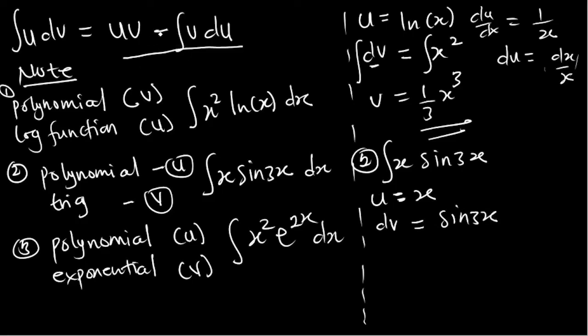So now we are going to find v. We have u, we have dv, so we are going to find v. To obtain the v, you integrate dv, and the other part by integrating dv will remain with v. Integrating sine 3x will give negative 1/3 cos 3x. So that is v.